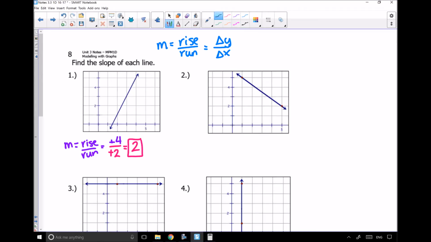So I could start right here, and I could end right here instead. And I want to see if I'm going to get the same answer. Remember, we just talked about the fact that it doesn't matter how long your segment is, it's still going to give you the same slope. But let's just double check.